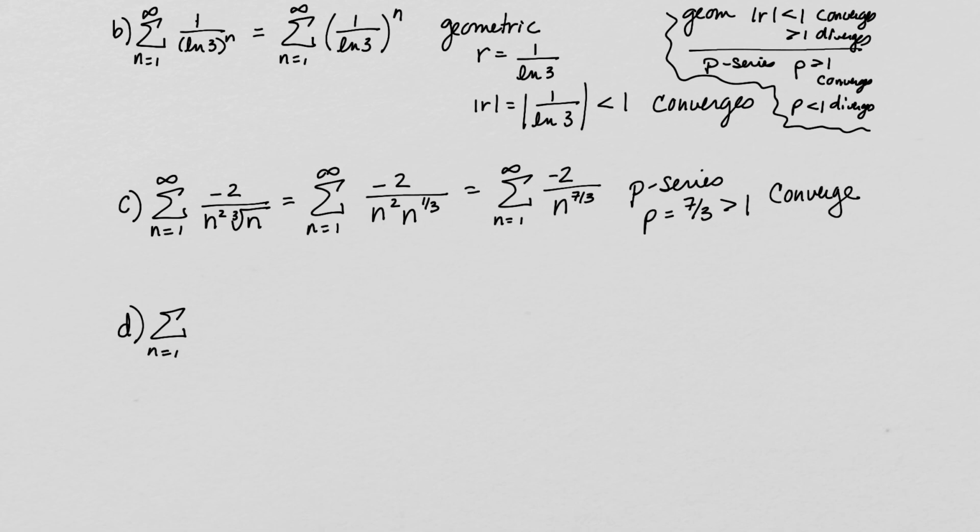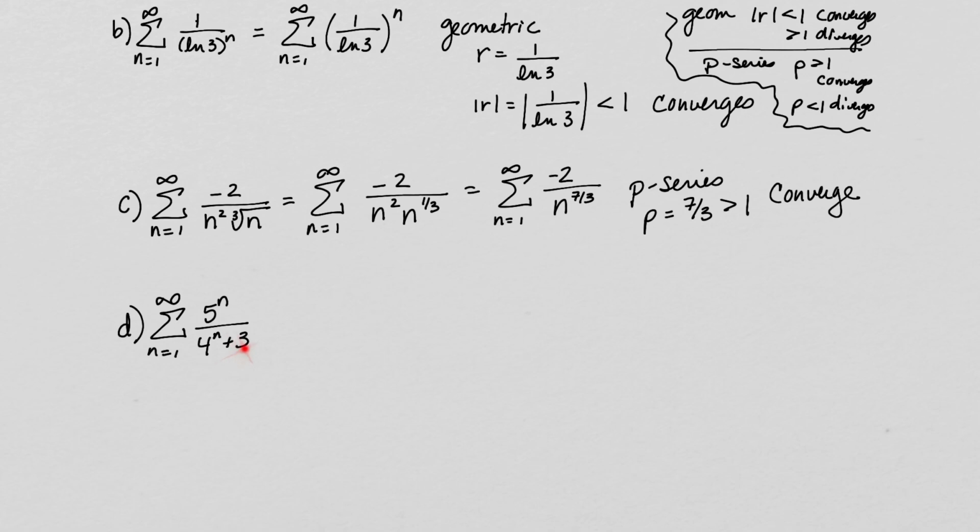Summation n equals 1 to infinity of 5 to the n over 4 to the n plus 3. So if you look at this, you might go, oh, it's got powers of n. That's kind of like a geometric series. And yes, if this plus 3 was not here, this is absolutely a geometric series. You could rewrite it as 5/4 all to the n power.